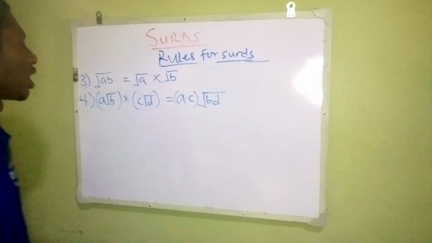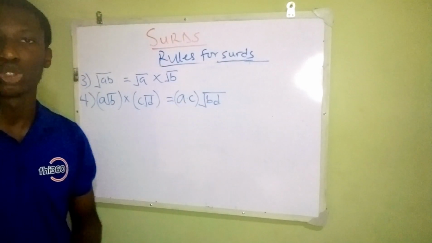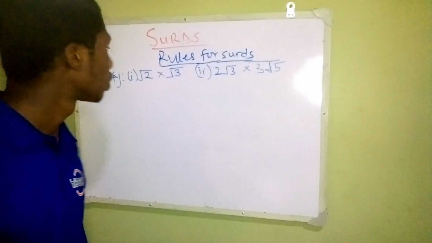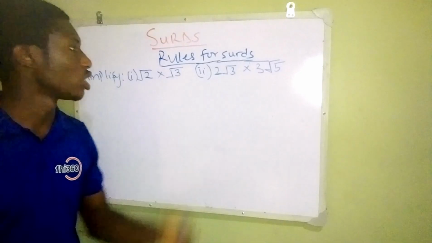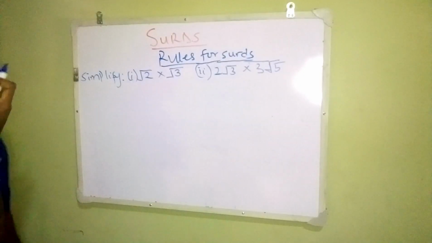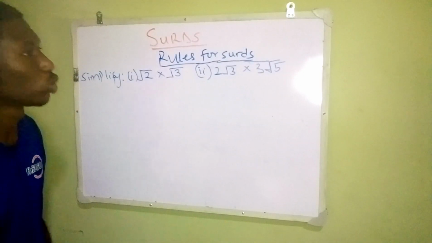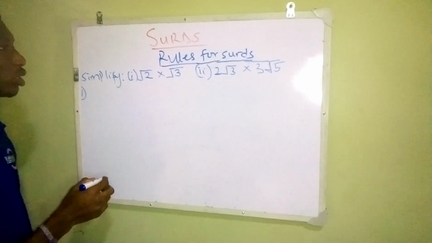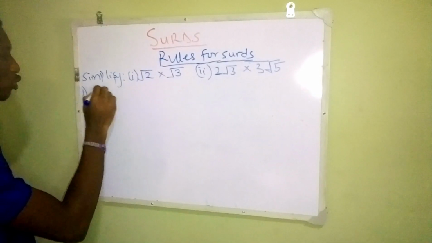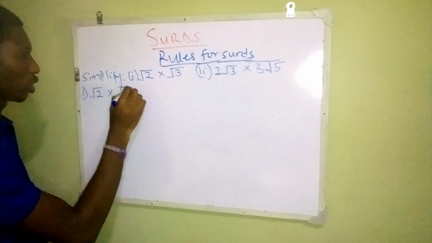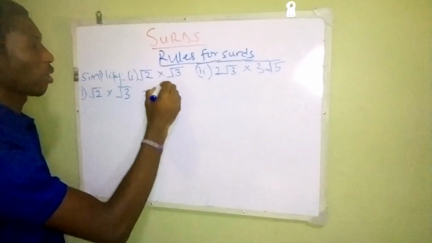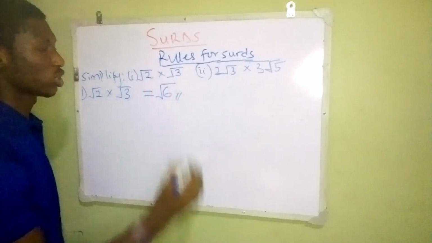Now let's briefly look at examples concerning this rule so that we'll be able to know that yes, we understand this rule very well. We are asked to simplify this kind of expression based on the third rule and the fourth rule we just looked at. If we want to simplify the first one, it will be square root of 2 times square root of 3. Based on the multiplication rule, it will be square root of 2 times 3. So therefore, my final answer is square root of 6.